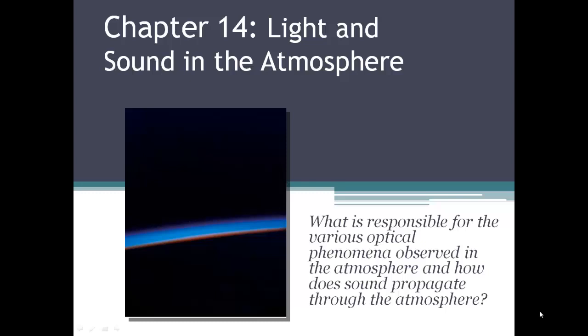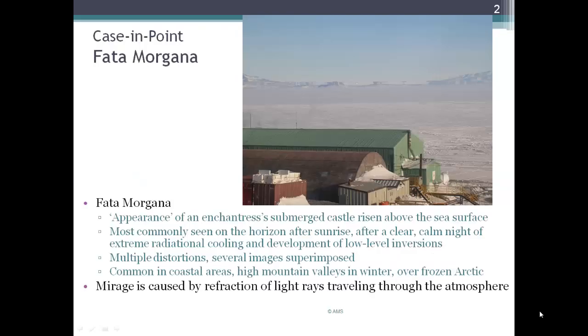Chapter 14 is about light and sound in the atmosphere. Our driving question: what is responsible for the various optical phenomena observed in the atmosphere, and how does sound propagate through the atmosphere? The chapter opens with a case in point about an optical illusion, if you want to call it that, called Fata Morgana.